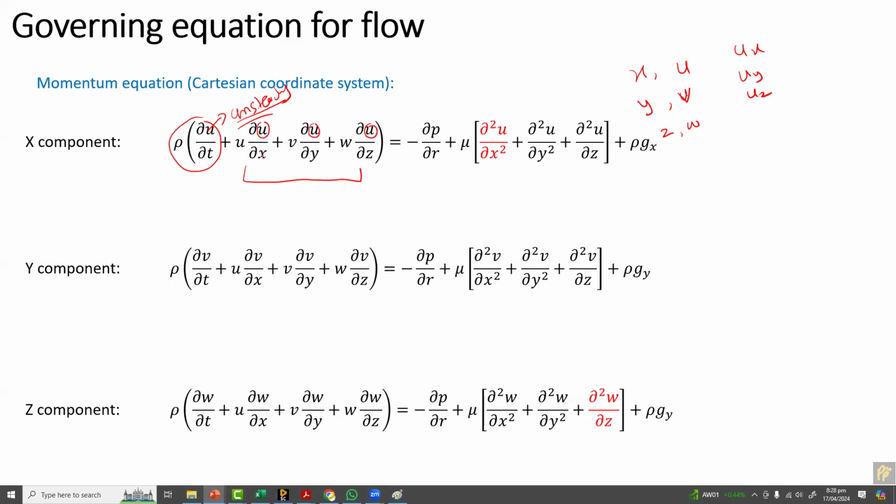But the derivative is with respect to x, y, and z. And whatever the direction is there, the same velocity is multiplied there. So x, u; y, v; z, w. Okay. So these are the convection term. Okay. So now let me tell you what is the meaning of the convection term.